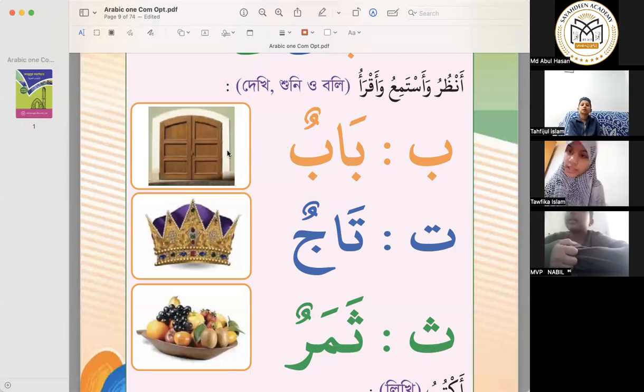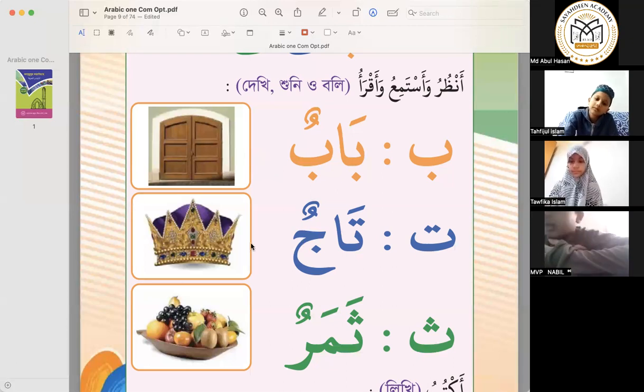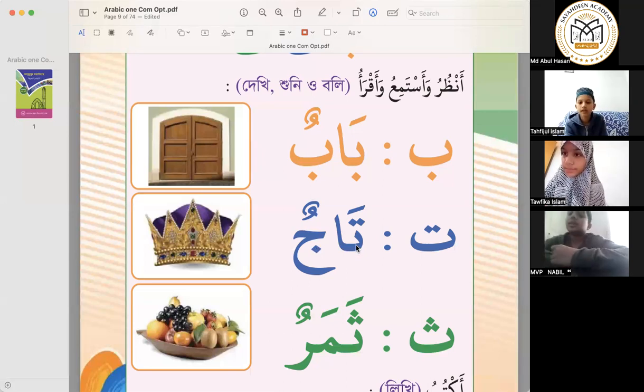ما هذا. What's this? هذا باب. This is a door. Good. Now ما هذا. What's this? This is a crown. هذا تاج. This is a crown. ما هذا. What's this? هذا تاج. This is a crown.